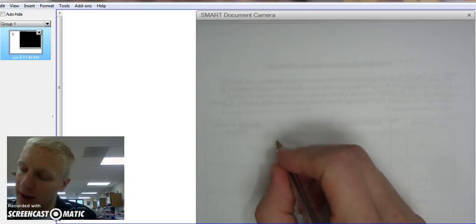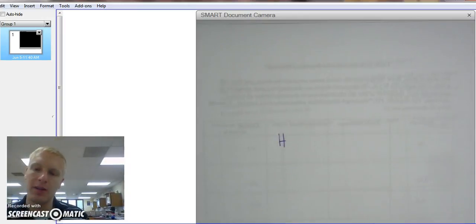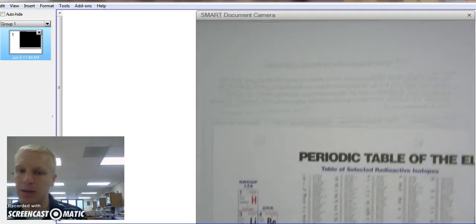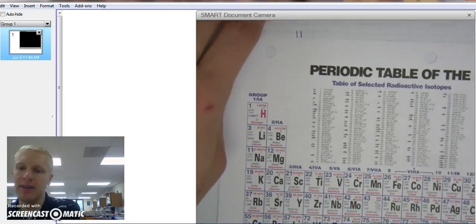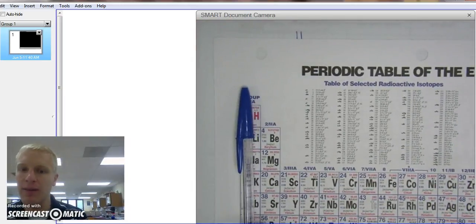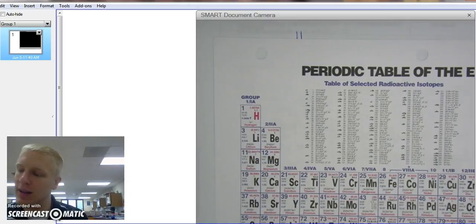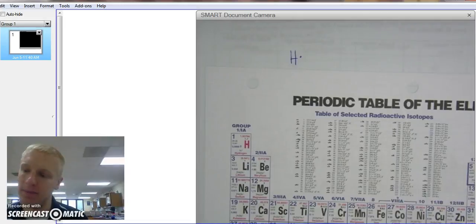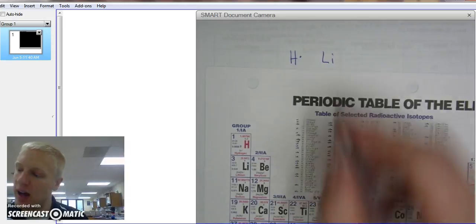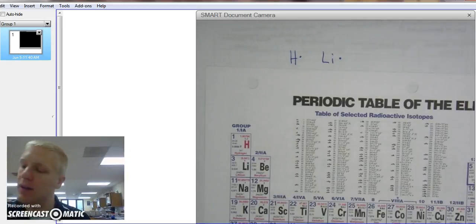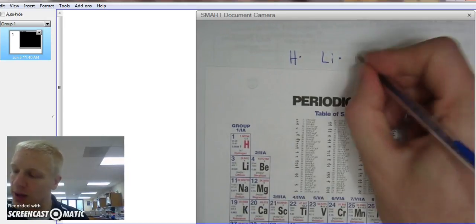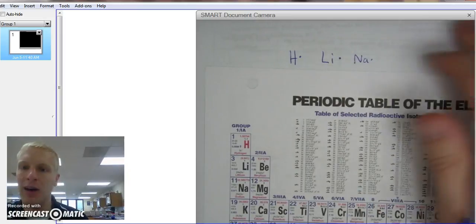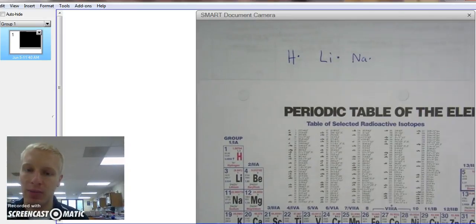Let's say we have hydrogen. Hydrogen has how many electrons? Well, on this periodic table right here, hydrogen is in column 1, so it has 1 outer electron. So we're going to show that by 1 dot. Lithium, same thing. First column, so it has 1 outer electron. Same thing with sodium, 1 outer electron.